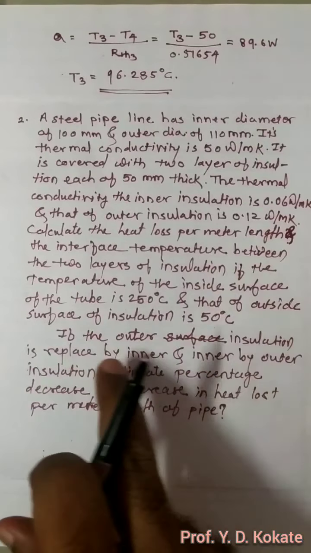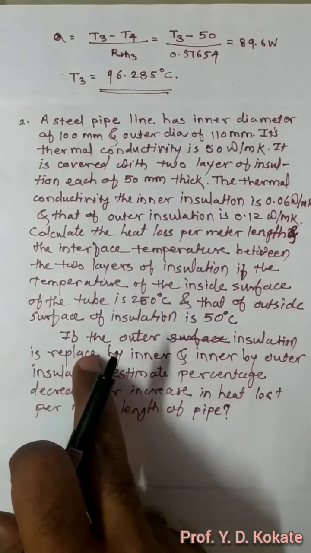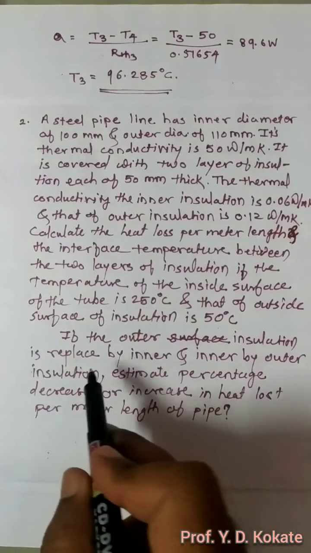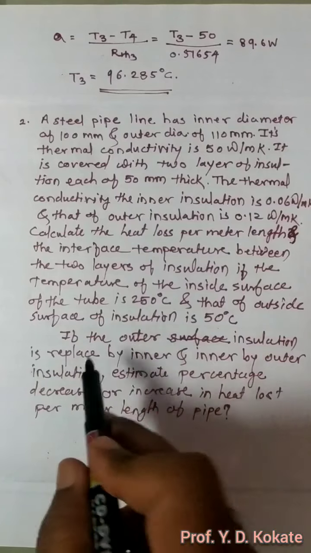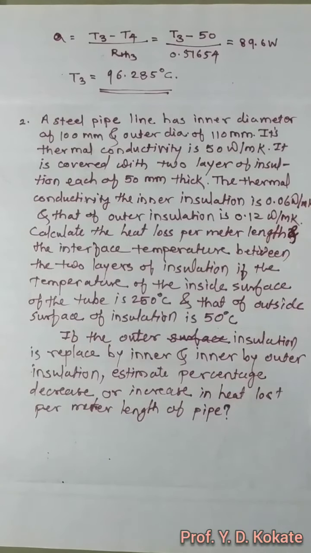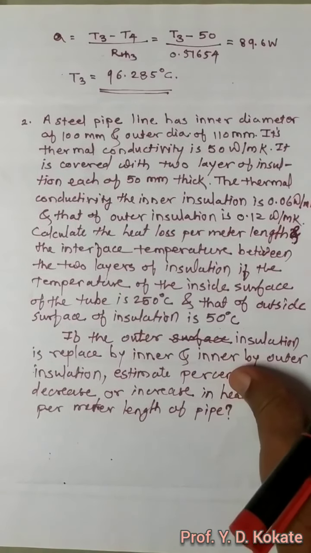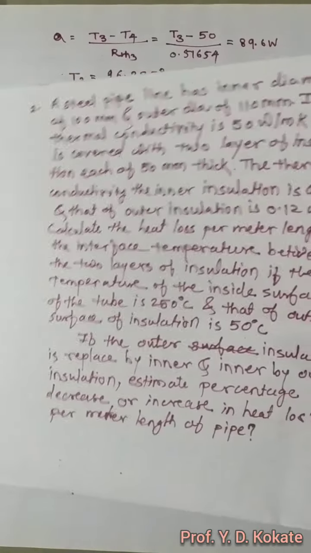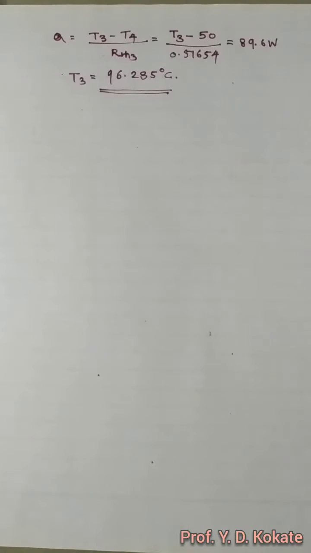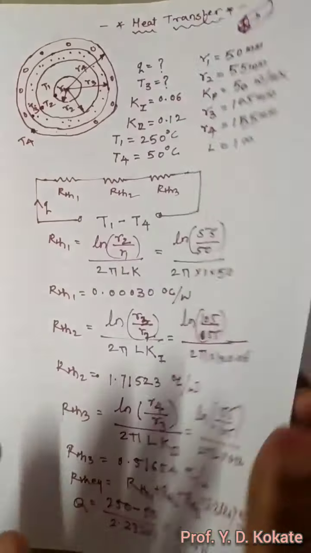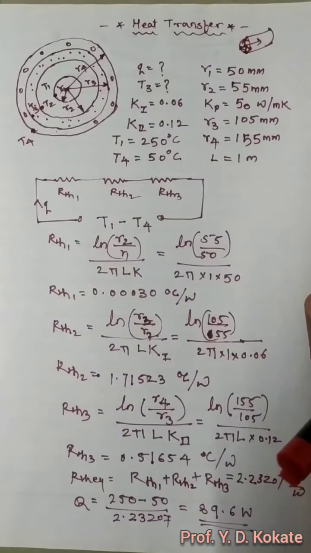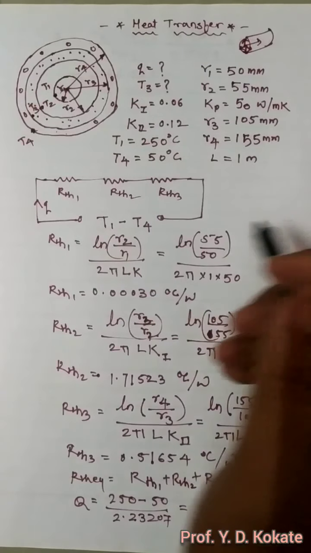Now if we replace, as in the problem they said, the inner insulation by the outer and the outer by the inner, what is the effect on heat transfer, and how much will the heat transfer decrease or increase in terms of percentage? So what happens?